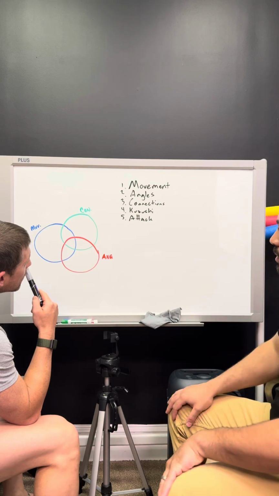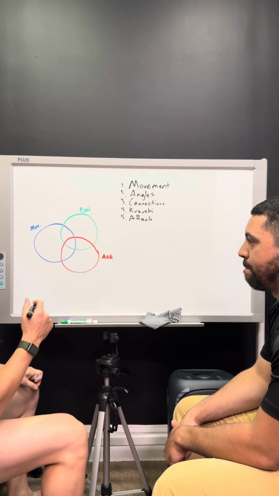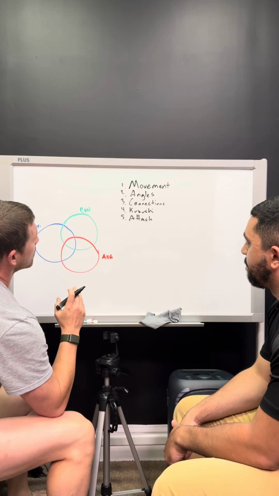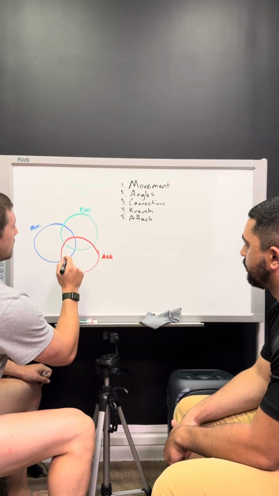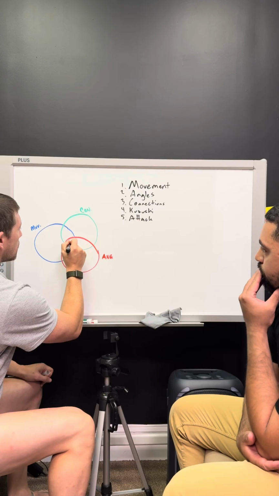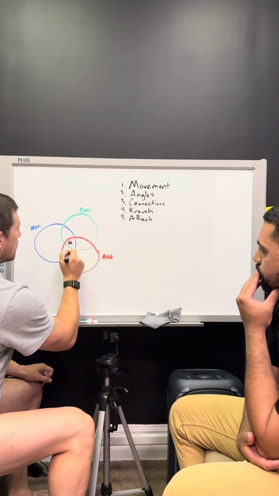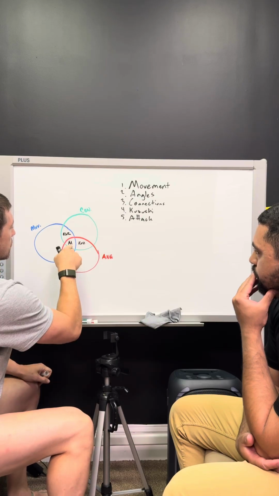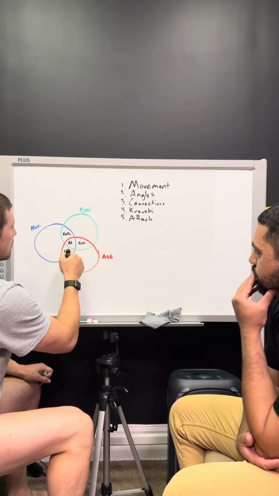Moving on. I don't know if this is correct, but I just have like an idea. I know at a minimum this would be attack, but maybe these are kazushi, or maybe just kazushi in the center. Because if you have kazushi, you can attack.